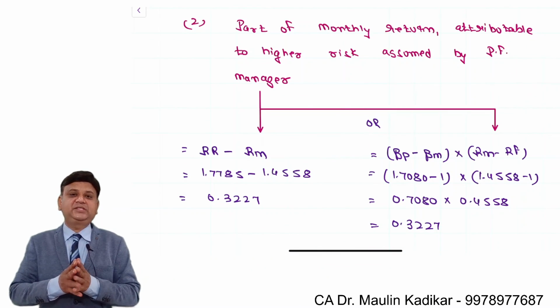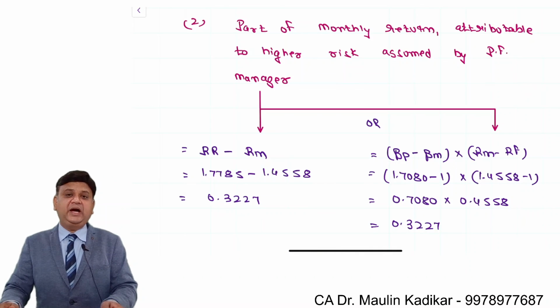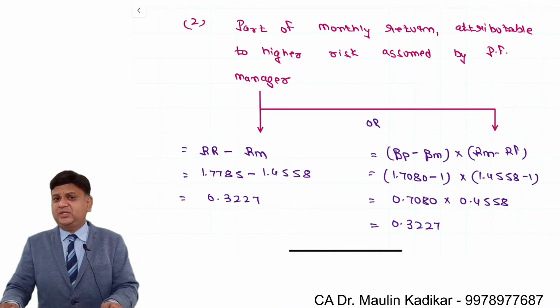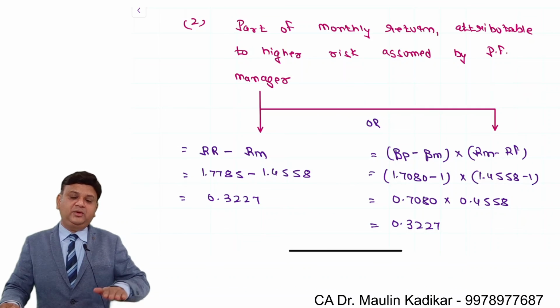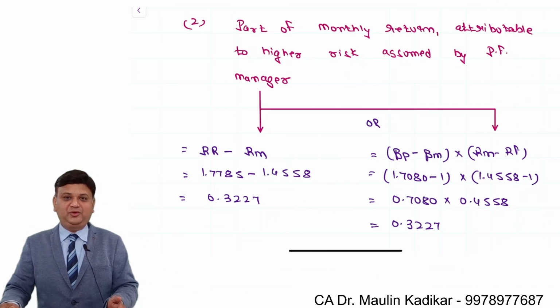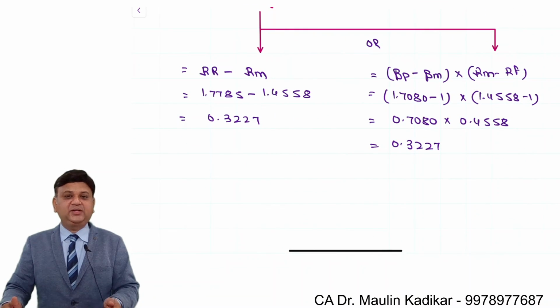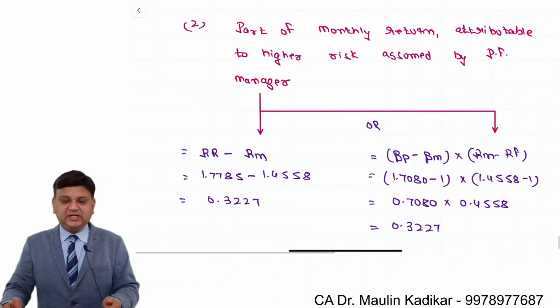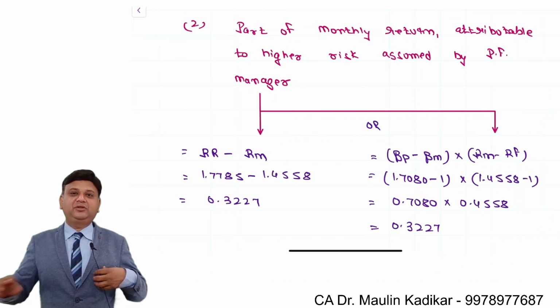Second part of the question says, what part of the monthly return is attributable to the higher risk? Dear students, the term higher risk means higher risk of the portfolio in comparison to the market portfolio. That is what we understand. And accordingly, we make the calculation. It is 0.3227. This is the higher return that the portfolio should generate in comparison to the market portfolio.